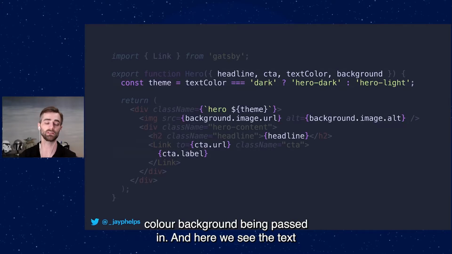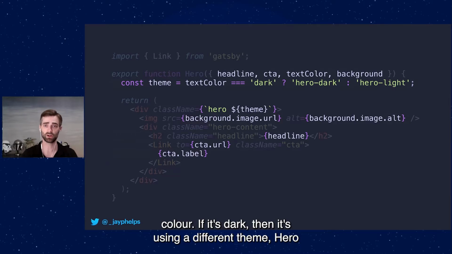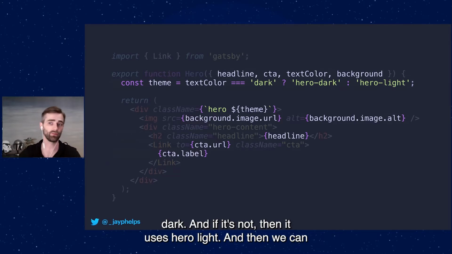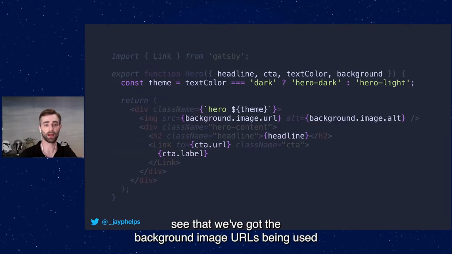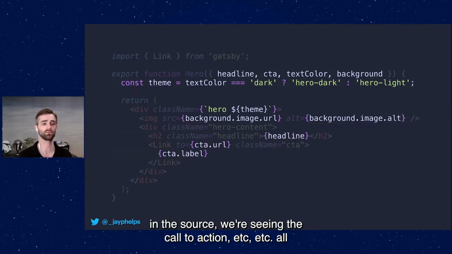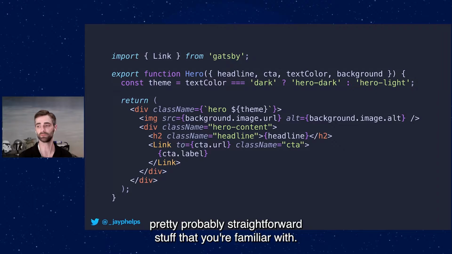In here, we see the text color. If it's dark, then it's using a different theme, hero dark, and if it's not, then it uses hero light. And then we can see that we've got the background image URLs being used in the source. We're seeing the call to action, et cetera, et cetera. All pretty straightforward stuff that you're familiar with.